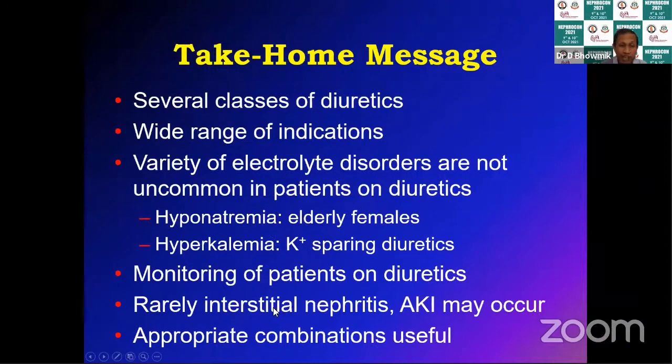Very rarely they may develop interstitial nephritis, which may even go on to AKI, and one needs to suspect it, do a kidney biopsy, and treat it appropriately. And of course, one should use appropriate combinations, which will be helpful in treating various conditions.